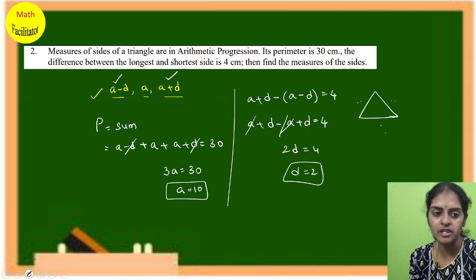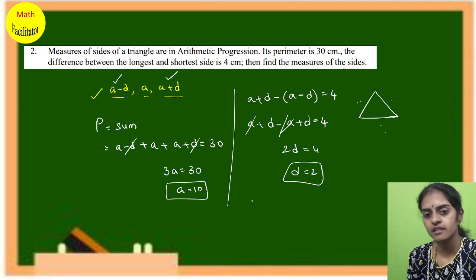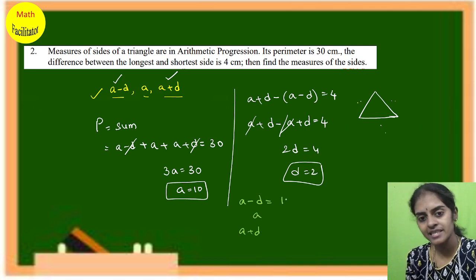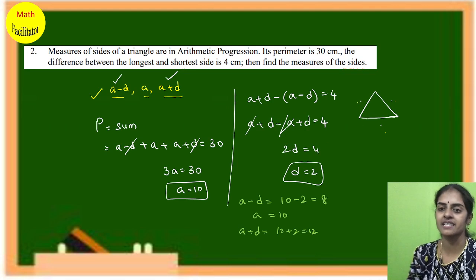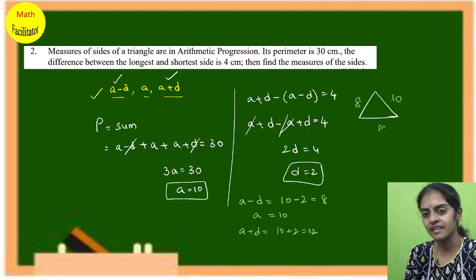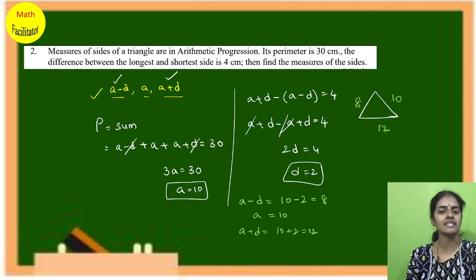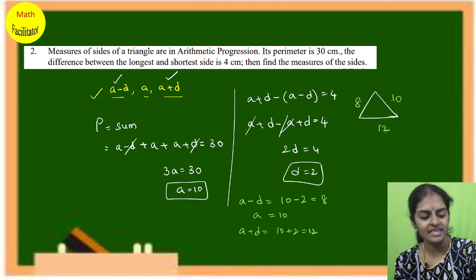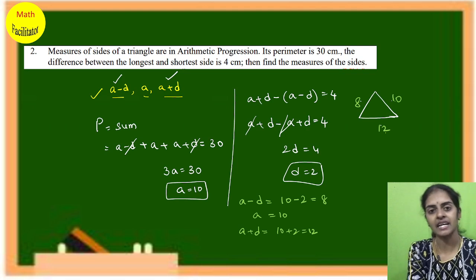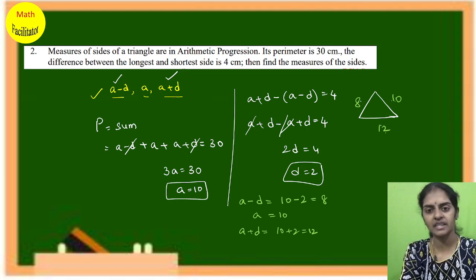Now you need to find the measure of all the sides. So what are the sides? The sides are a minus d, a, a plus d. A minus d means a is 10 minus d is 2, so it is 8. A is 10 and the other one will be 10 plus 2, which is 12. So the sides are 8, 10 and 12. Got it, people? So always remember, whenever the sides are in AP, you will take the sides as a minus d, a and a plus d. Clear?